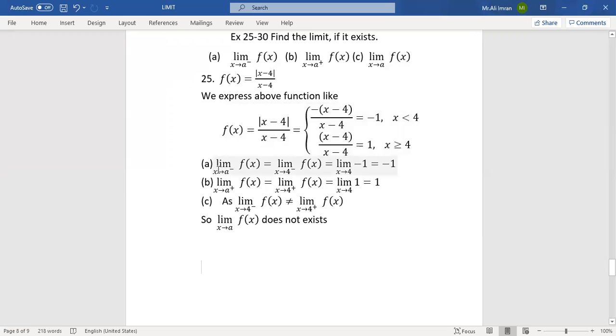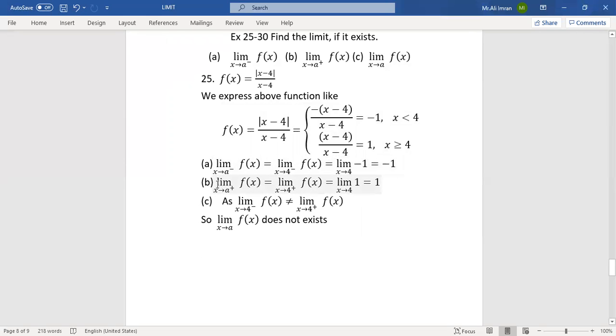Here we will find the left hand limit, limit as x approaches a. Here a is equal to 4. Limit as x approaches 4 minus of f(x). It means that we will have the function when x is less than 4. For x less than 4, we have the function's value minus 1, and this is the simplified form. If we put in the limit, we will get minus 1.